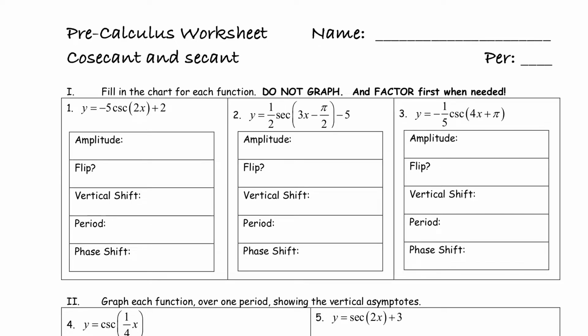We are going to identify the amplitude, check if there's a reflection, check if there's a vertical shift, a period, and a phase shift. So remember, when you're graphing cosecant, you're really graphing y equals -5 sine of 2x plus 2. And we notice that the amplitude will be the absolute value of -5, which is equal to 5. With a negative present, there is going to be a reflection.